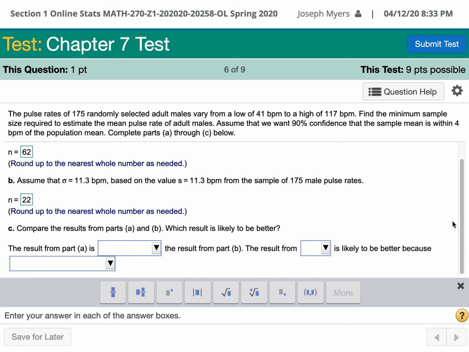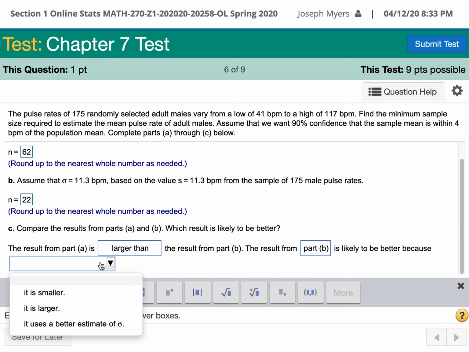Alright. So the question is, is there a big difference between those values? Okay, so compare the results from part A and part B. The result from part A is larger than the result from part B. The result from part B is likely to be better because it's based on more information.